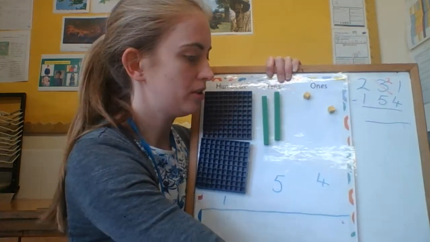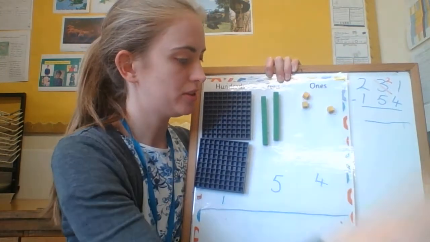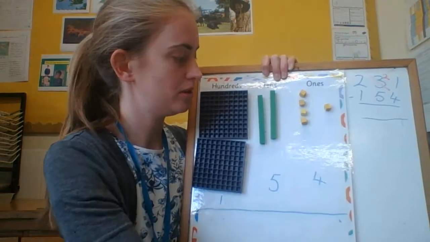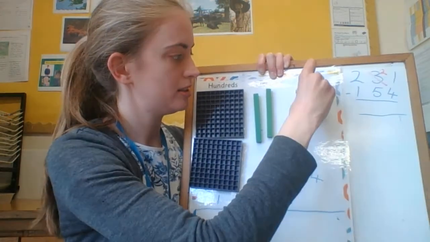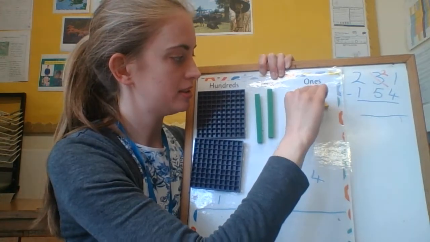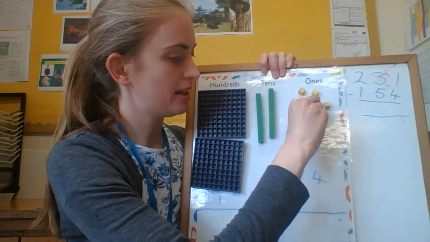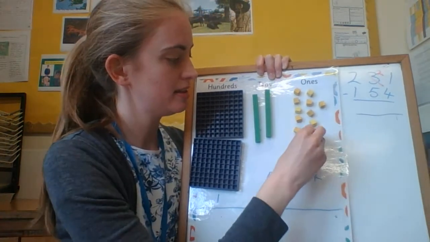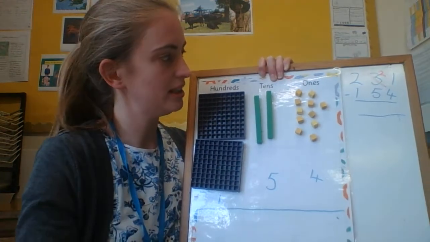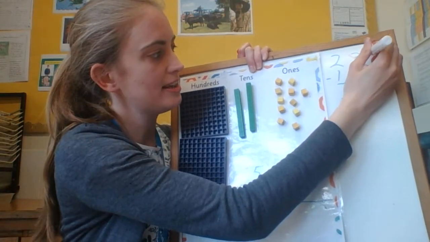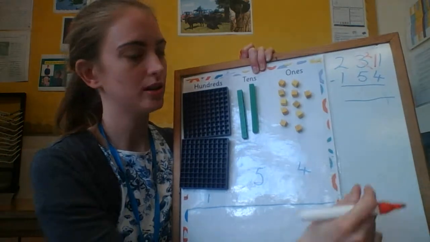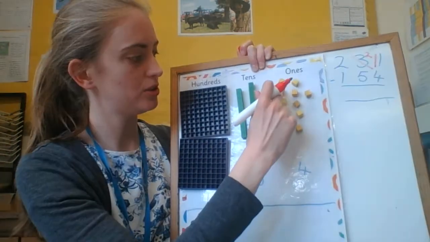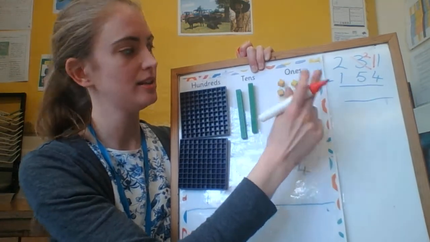So 1, 2, 3, 4, 5, 6, 7, 8, 9, 10, and one more makes 11. So I've added a 10 into my ones column, giving me 11 ones, because 10 add 1 is 11.